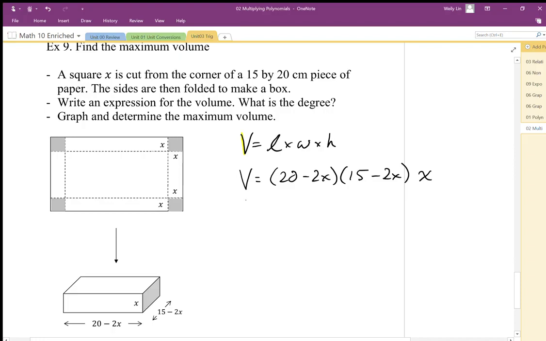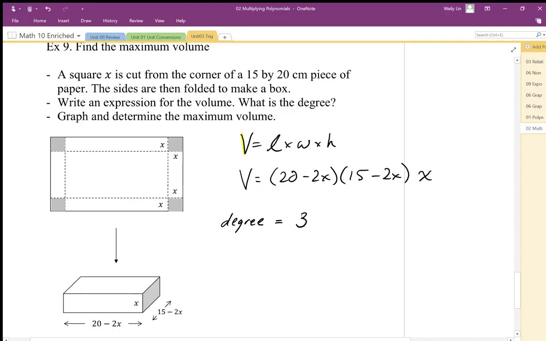Now the degree of this we have to figure out. So how many multiplies do I have to get the degree? So the degree would be equal to, well, I have a degree 1, this bracket is degree 1, this bracket is degree 1, so I have 3 linear factors being multiplied together, so I'm going to end up with a degree 3. Okay, so this expression for volume is degree 3, which makes sense.